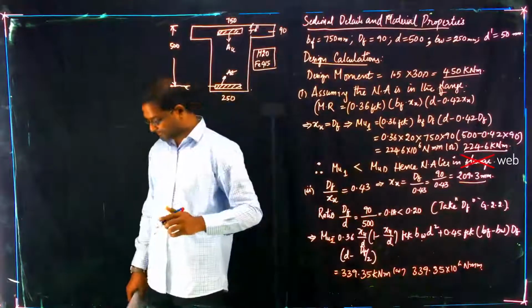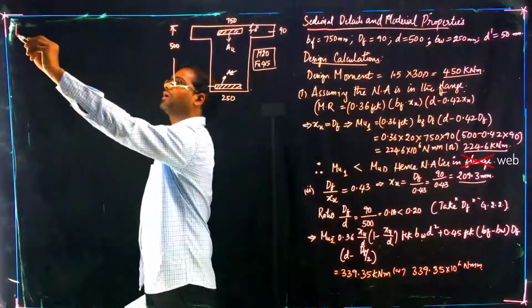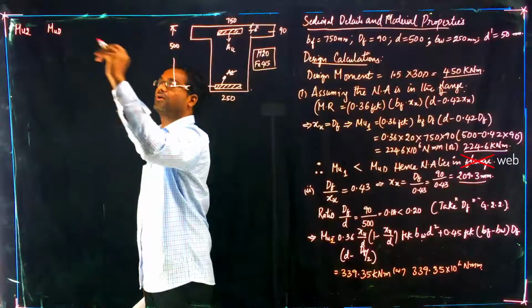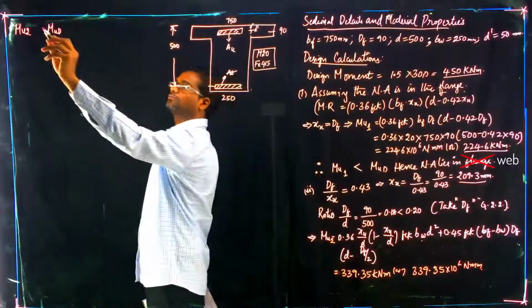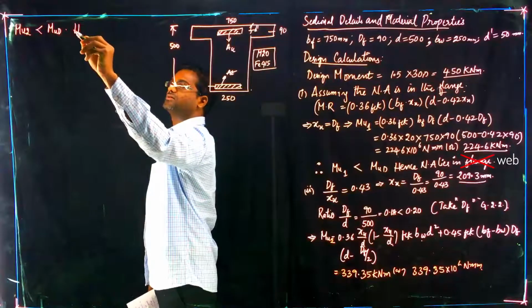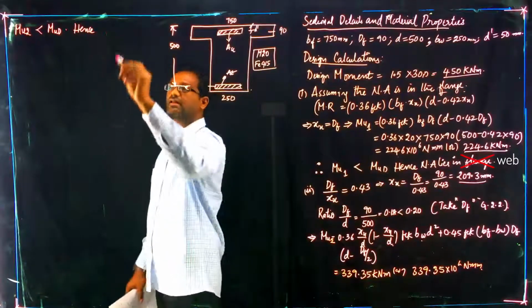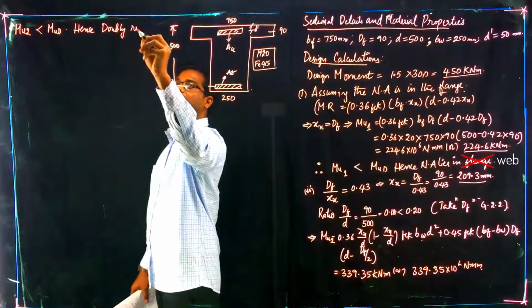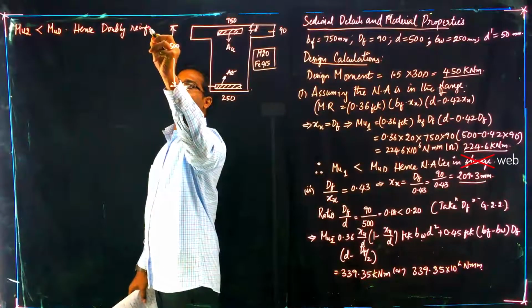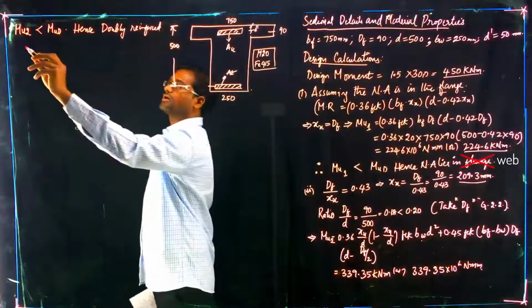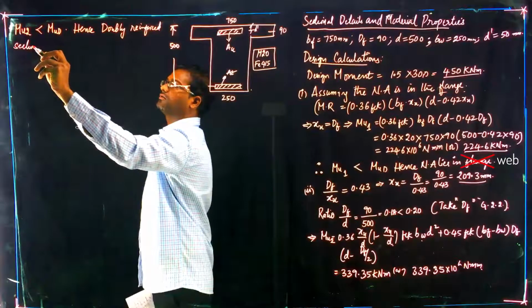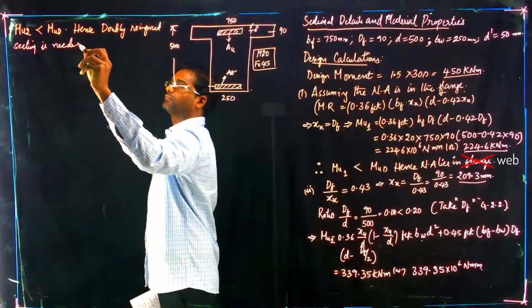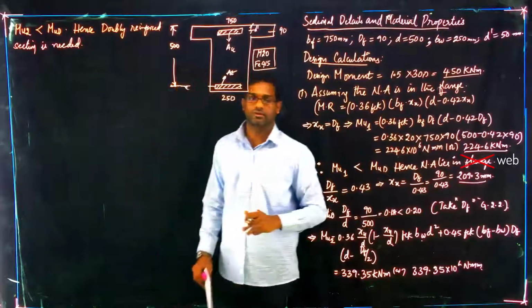Now comparing Mu2 with MuD, MuD is more. Hence, we can now say that a doubly reinforced section is needed.